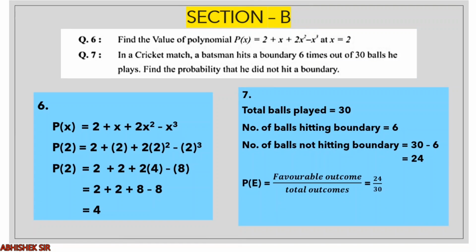So the probability of that event is favorable outcome 24 upon total outcome 30. So that is 24 upon 30. If you cancel from the 3's table, 3 8s are 24 and 3 10s are 30. So 8 by 10, 0.8. So this will be our probability.